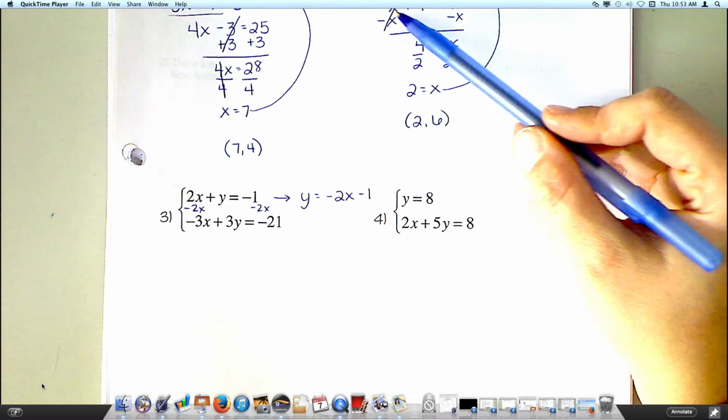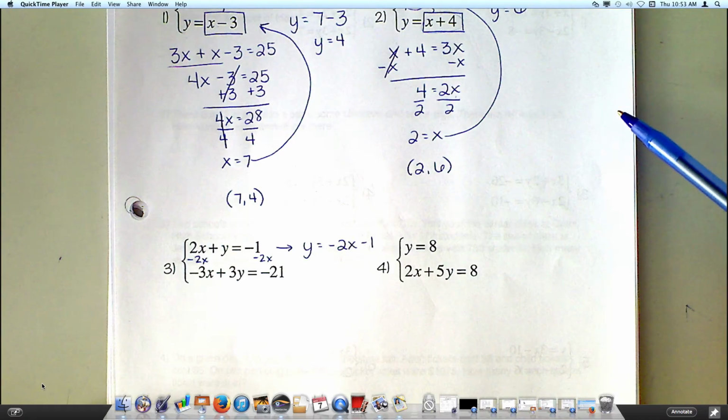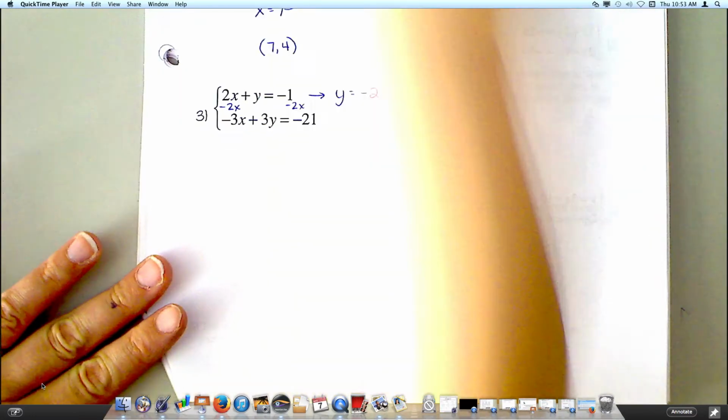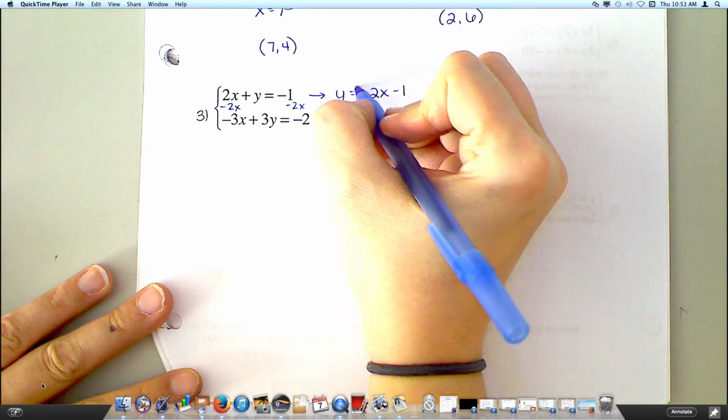I subtracted an x from each side. Hold on. Oh, I see where I messed up. Do you? Okay, so back to this one. I've got y by itself now. So now I know that y equals negative 2x minus 1.